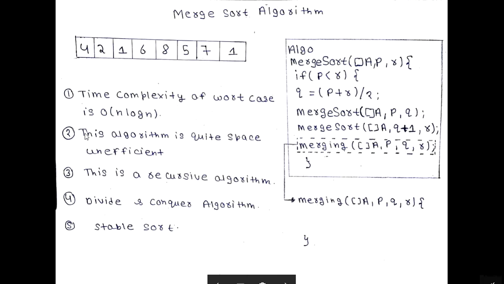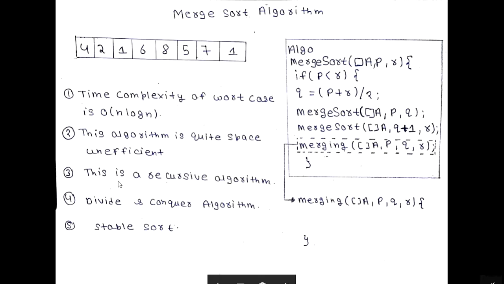Secondly, this is a space inefficient algorithm. And why is it so? Because at every point we have to create another array in the memory that has the sorted values, and we will copy those sorted values into this array. So as we are creating another array in the memory at every point, it is quite a space inefficient algorithm.